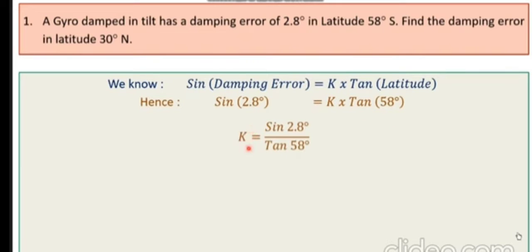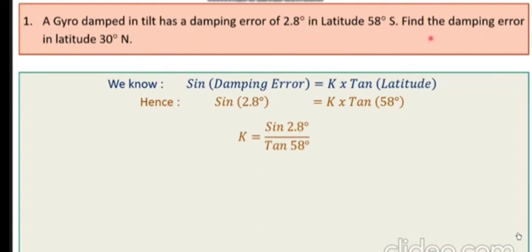Now this relationship gives us the value of K as sine of 2.8 degrees divided by tangent of 58 degrees. So you see in this particular question, they have given us sufficient information that we can obtain the value of K, the damping ratio for this particular compass. Now once this damping ratio is obtained, then we can use this damping ratio to get the answer.